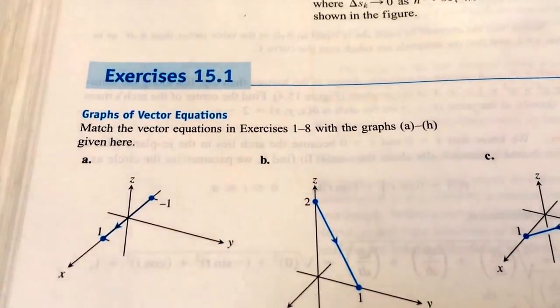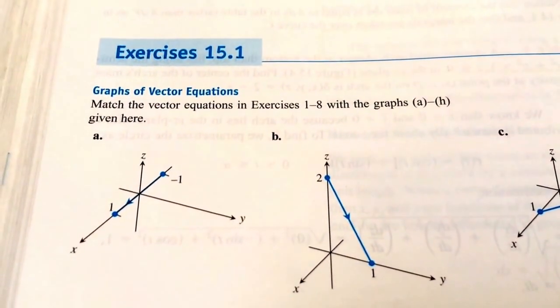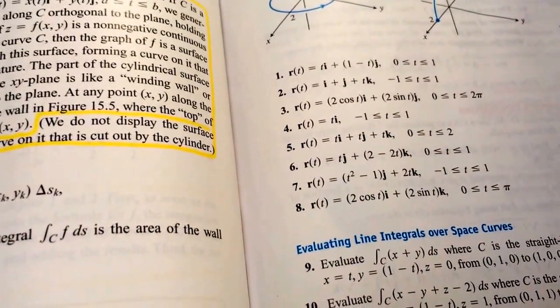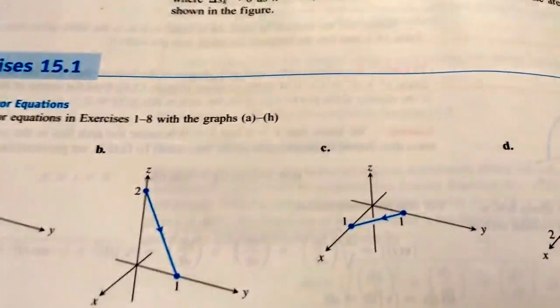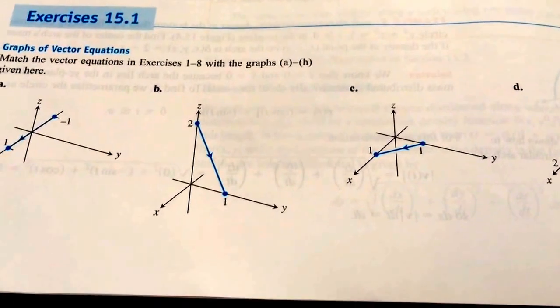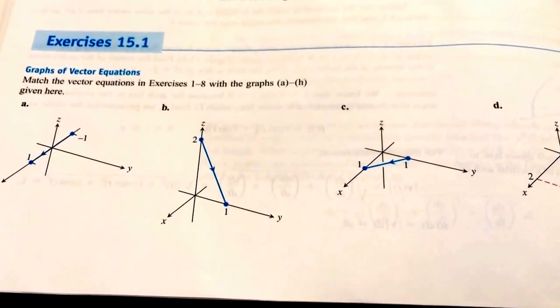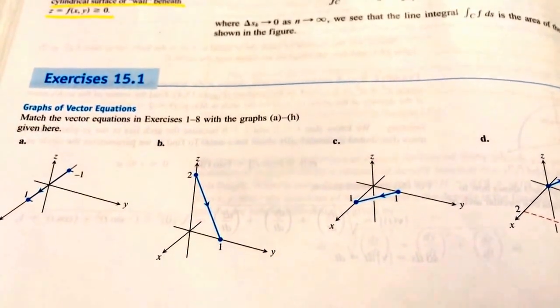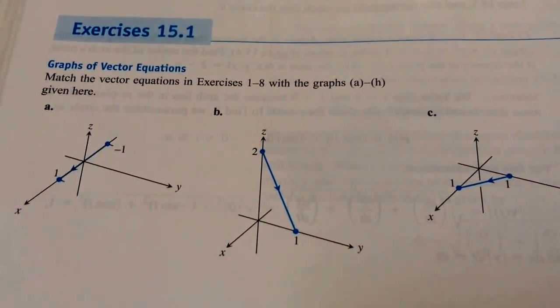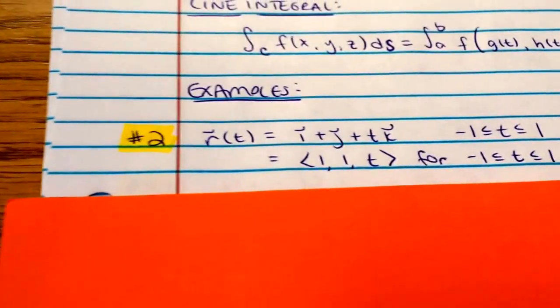Okay, let's look at some examples. There we go. Okay, so in 1 through 8, they give you 8 vector equations, and then 8 graphs. They're like the parametric curves, like we were doing before, parametric curves is what these are. And they want you to match them up. Okay, so we're going to look at a few examples. Don't ruin the surprise and look at the answer.